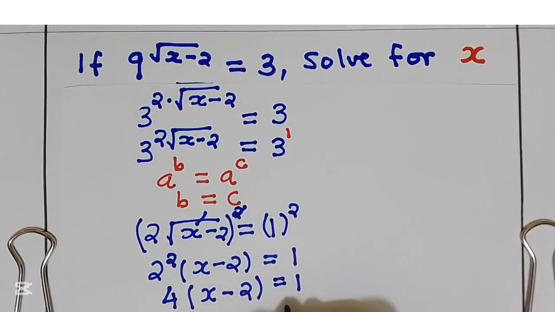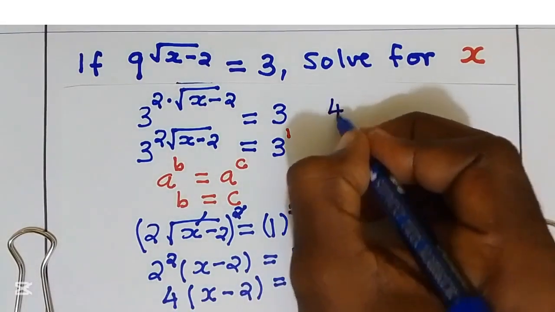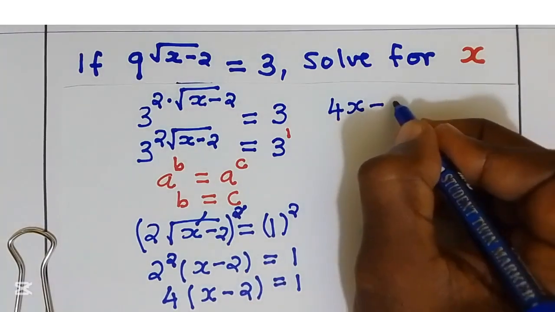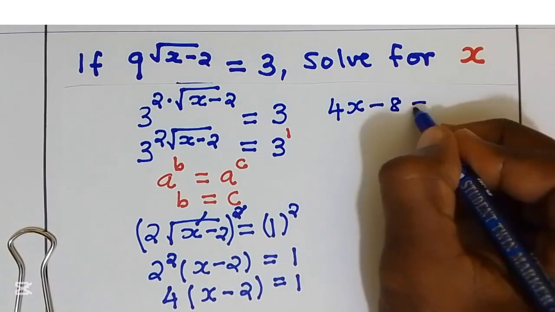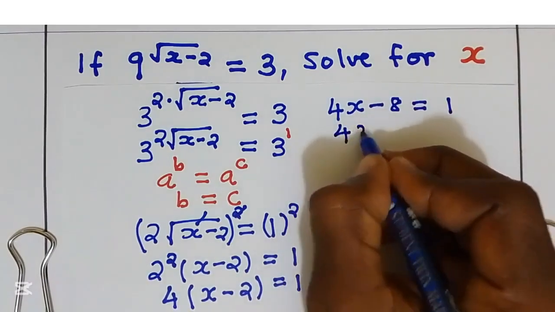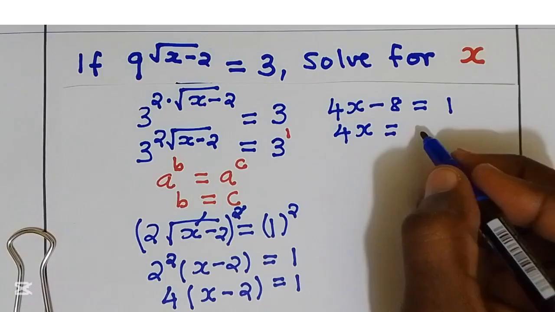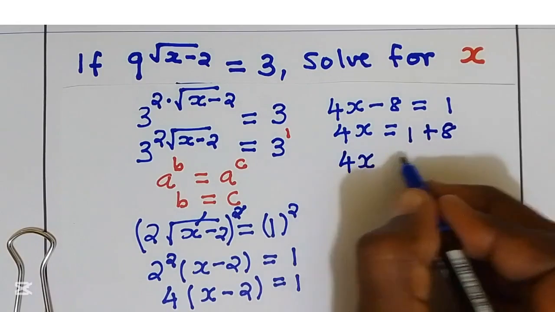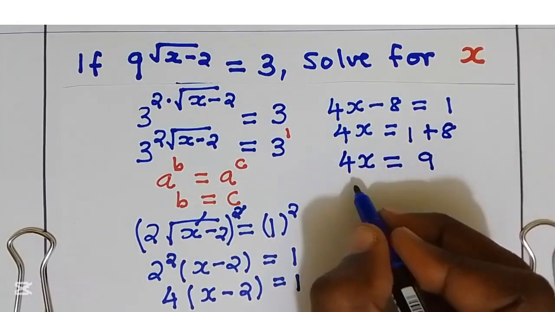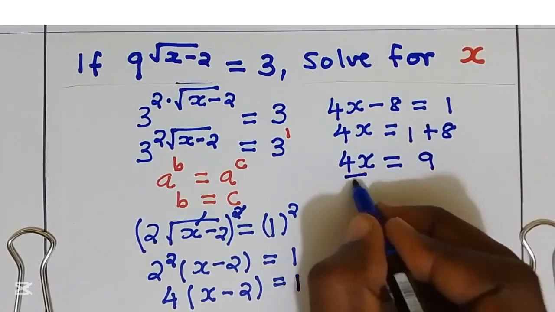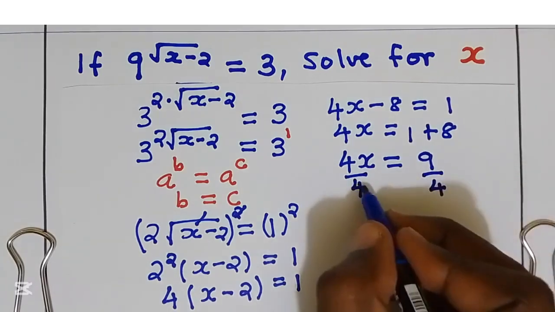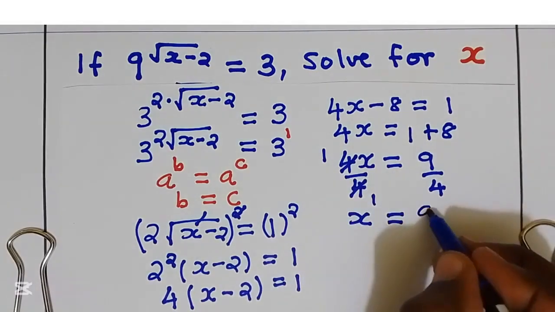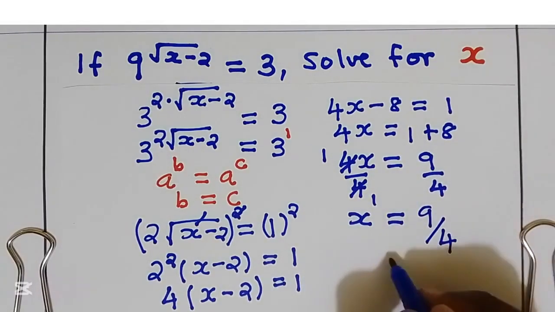We are going to open the bracket. 4 multiplied by x is 4x. 4 multiplied by minus 2 is going to be minus 8. This is equal to 1. Now 4x is equal to 1 plus 8. 4x is equal to 9. I'll divide by 4 on both sides. Now x is equal to 9 over 4.